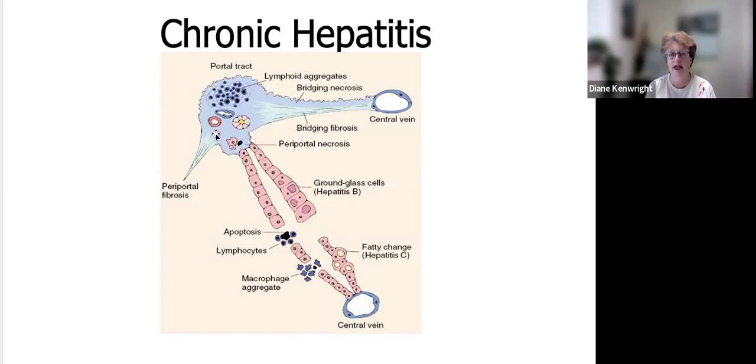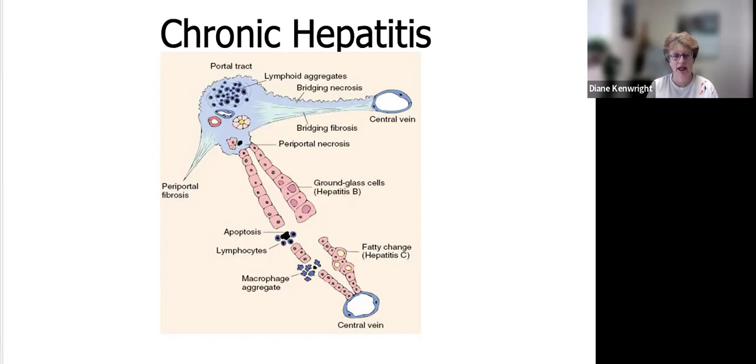They are replaced by fibrous tissue, and we start getting an expansion of the portal tract, with these little arms of fibrous tissue reaching out until they reach the central vein and form bridging fibrosis. If enough bridging fibrosis happens, then the liver becomes cirrhotic.